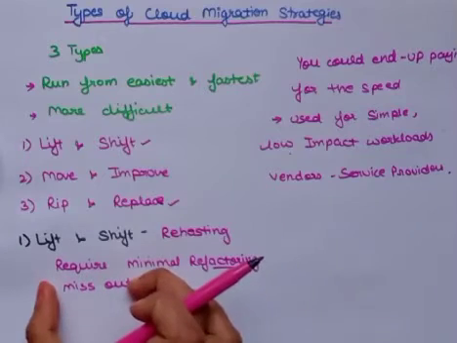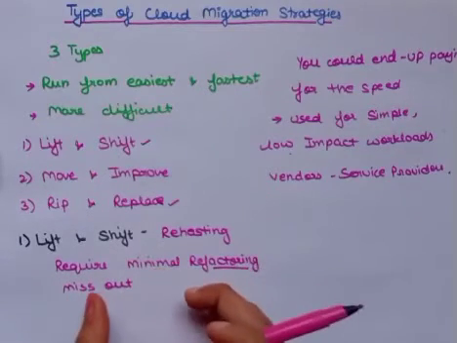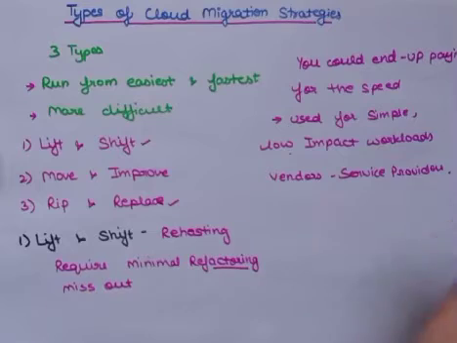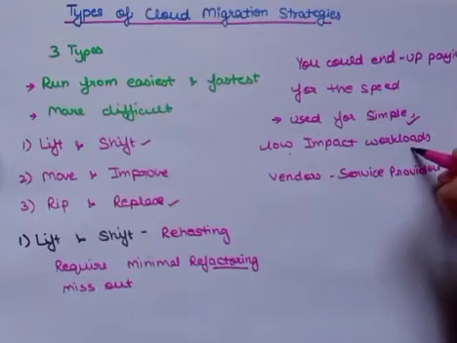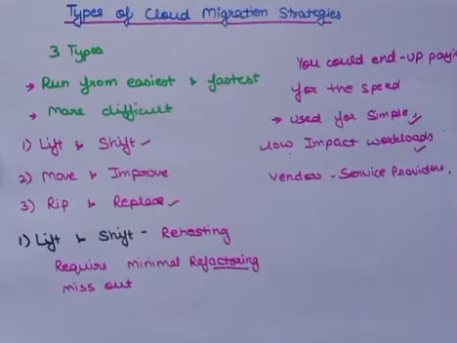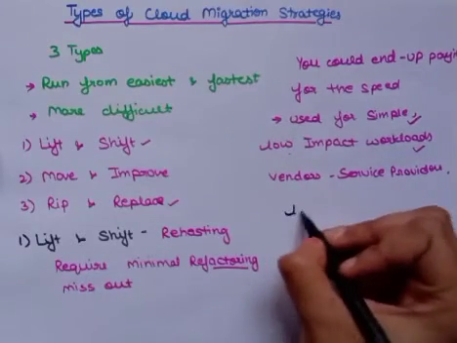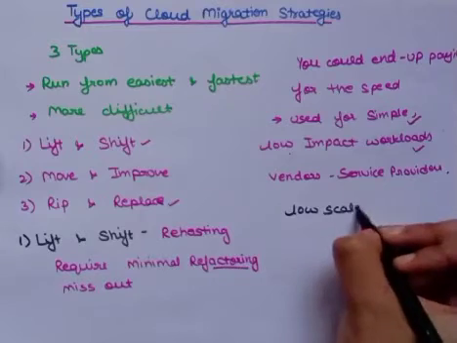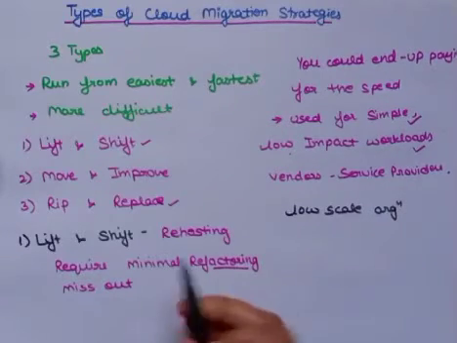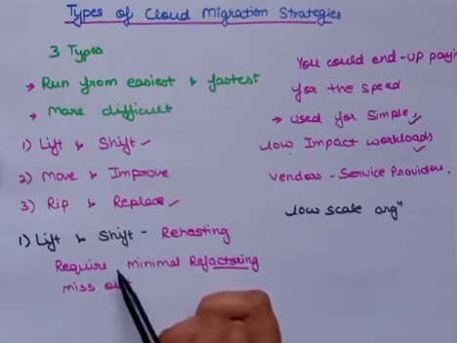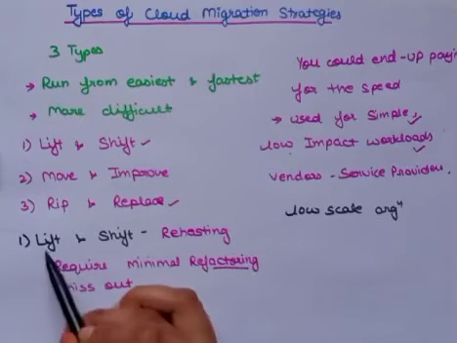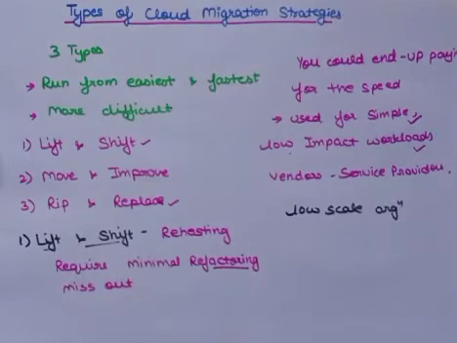So this is the easiest type and it has many drawbacks, right? And we can use it for simple, low impact workloads. In general terms, this is generally used for low scale organizations only, right? This is not suitable for large scale organizations. So this is about the lift and shift system.